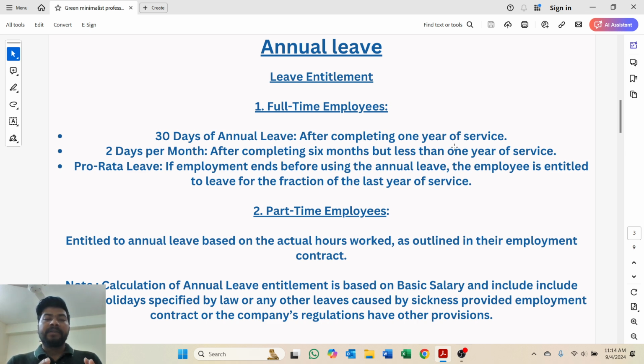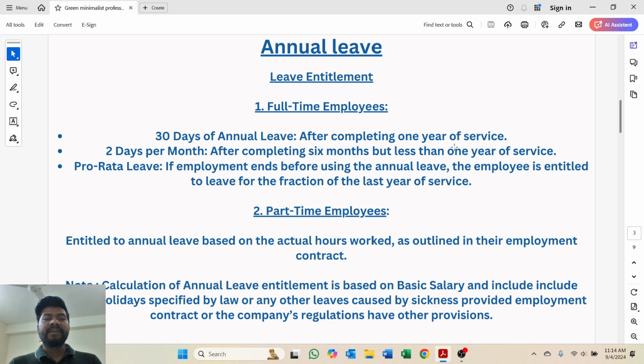And now let's come to part-time employees. They are entitled to annual leave based on the actual hours worked, which will be highlighted in their employment contract. One thing to note here is that annual leave entitlement is calculated using the basic salary only. If you don't know your basic salary, you can check your employment contract. I think in Article 2 there will be a breakdown of your salary: how much your basic salary is, how much your housing allowance, how much your transportation allowance.